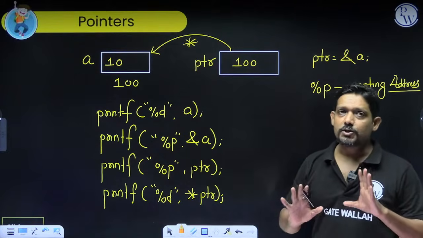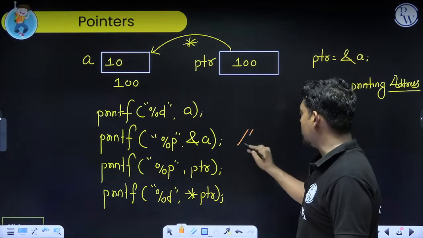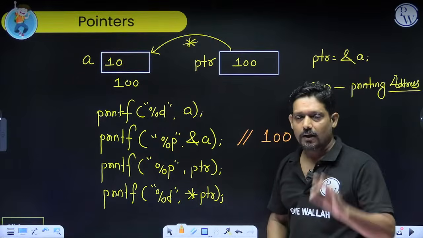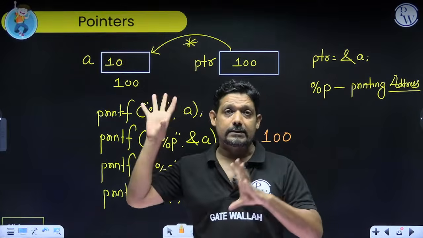Okay, now which is which? In this there are two addresses. This is the address, and this will print the value 100. Achha, one more important point: you cannot assign the address 100.